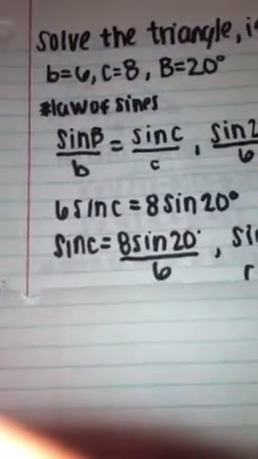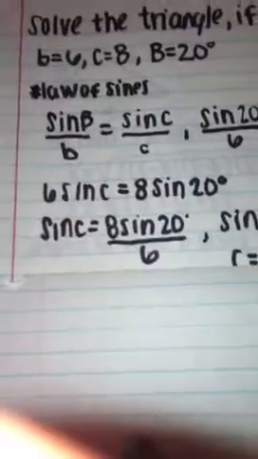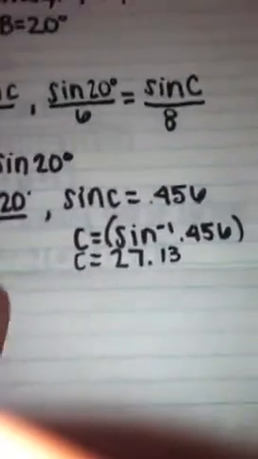So sine of C equals 8 sine 20 over 6 when we divide both sides by 6. Sine of C equals 0.456. We need to do the inverse sine to find what C is, and when we do that, we get 27.13. We know that this is a part of a triangle because 27.13 plus 20 is less than 180, making it actually something that can happen. So it's not going to be no triangles, but we need to see if this problem might make two triangles.